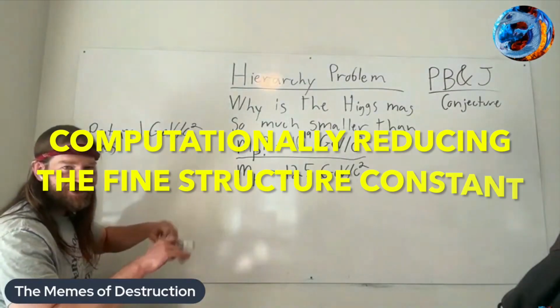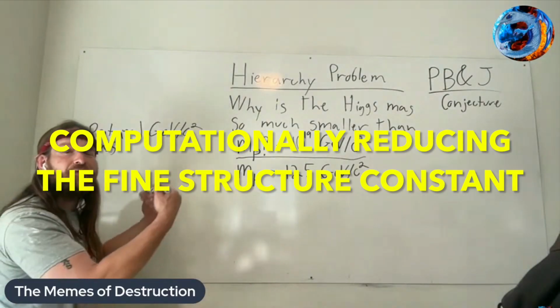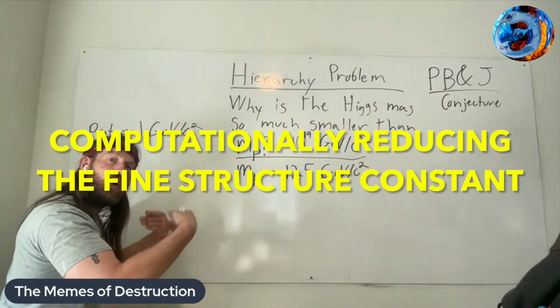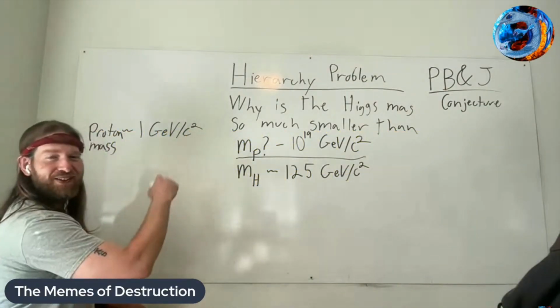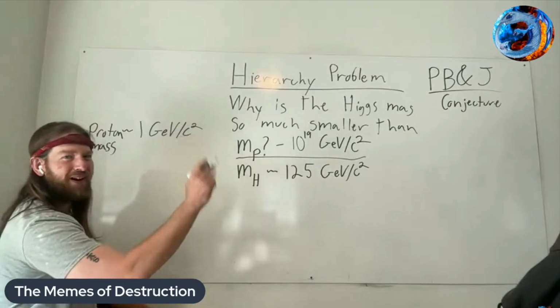I'm going to write down a bunch of stuff. Don't worry about it. This is just how we define alpha, what we colloquially call the fine structure constant. It's that dimensionless number that's close to about 1 over 137.